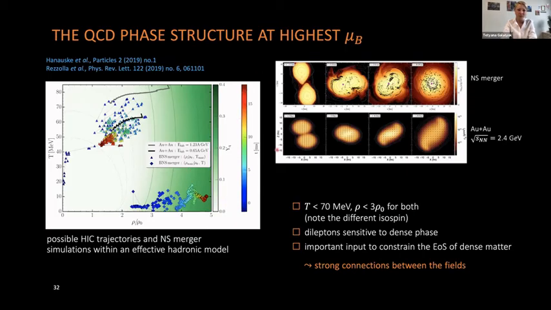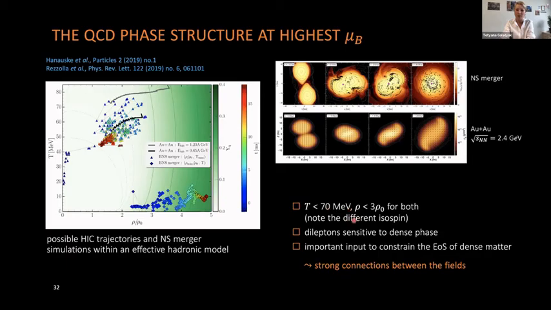It turned out from the model calculations that the temperature and density which occur in the course of neutron star merger events are very much similar to what I have presented to you and what we can extract from the dileptons.